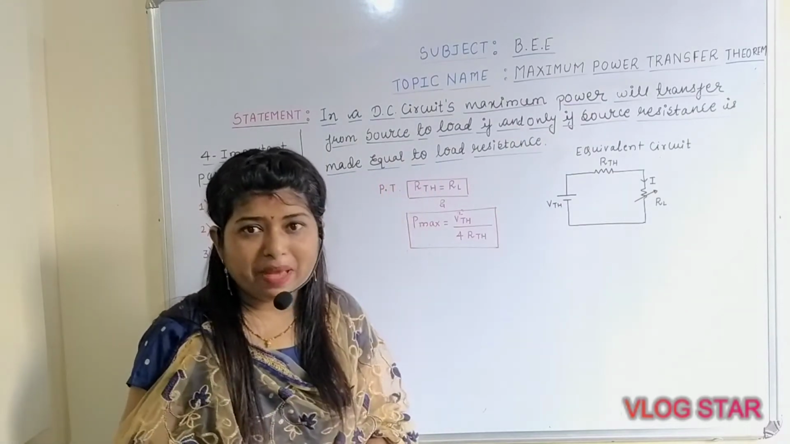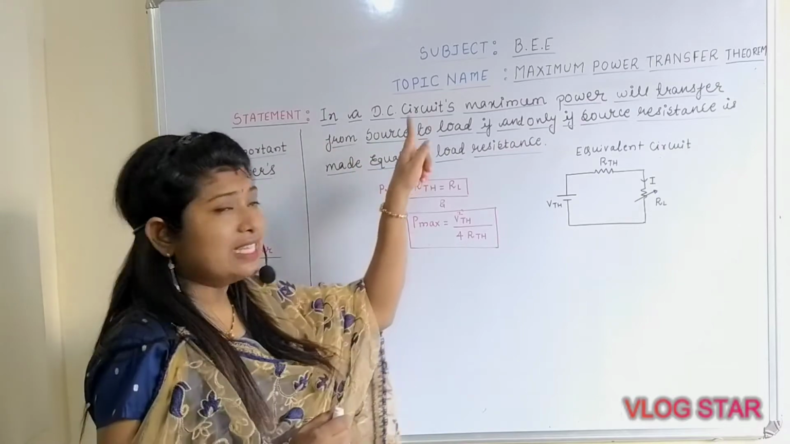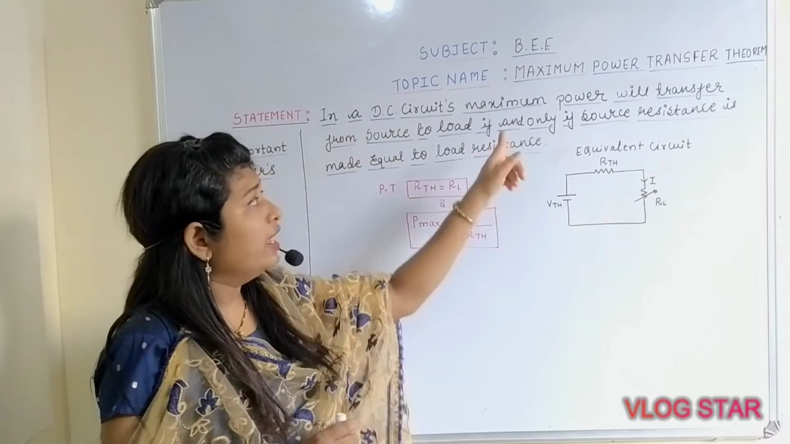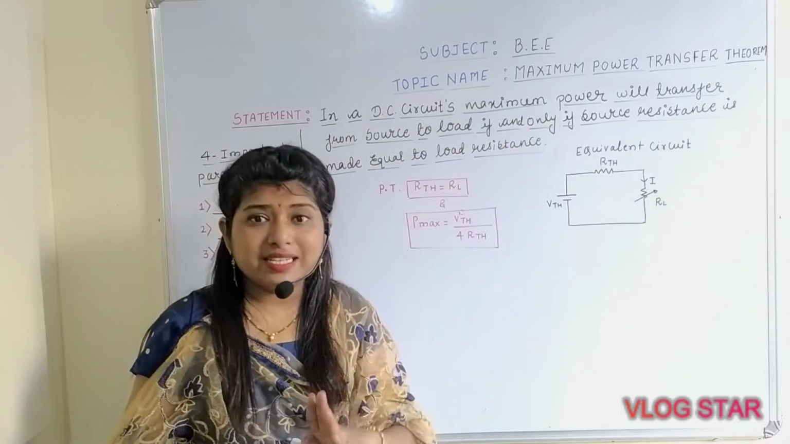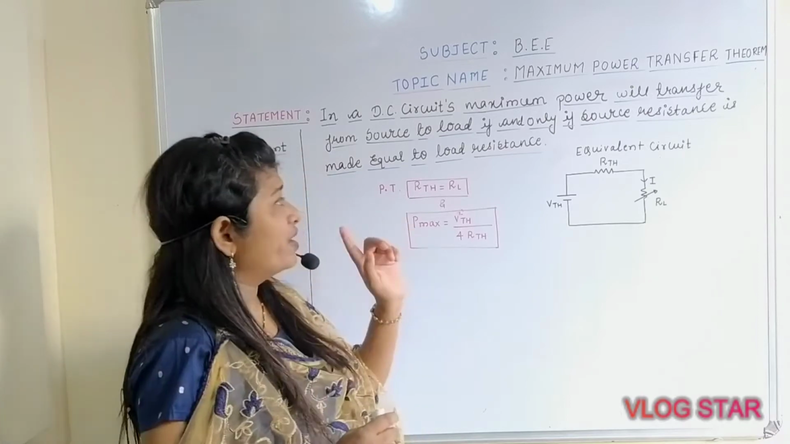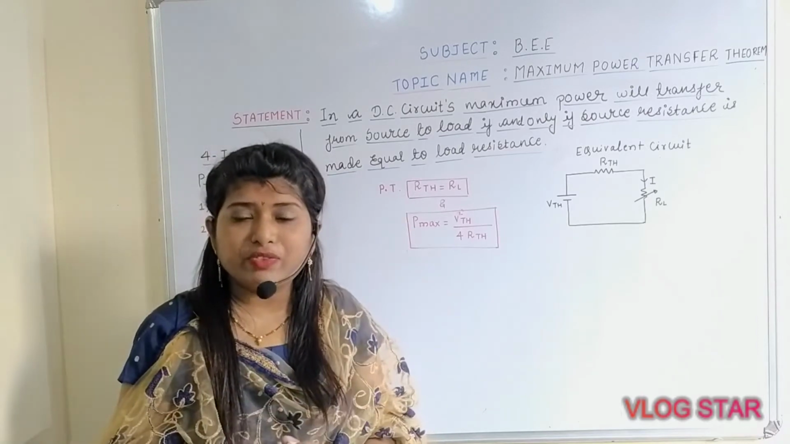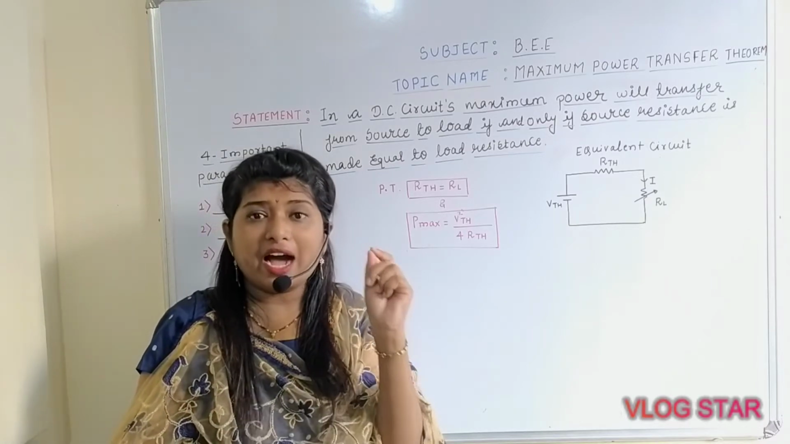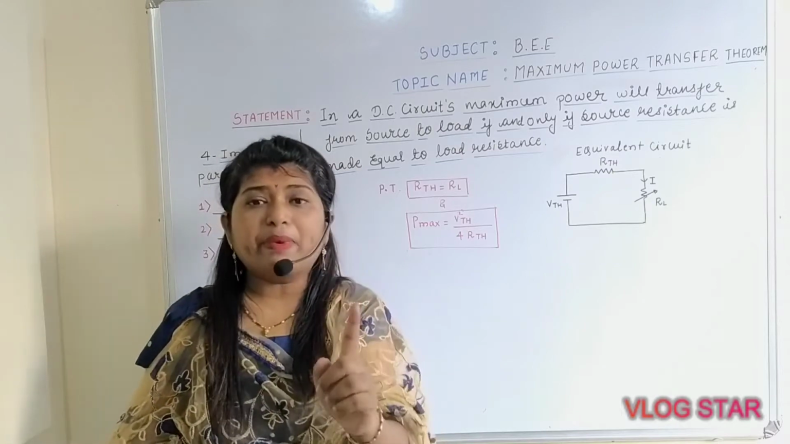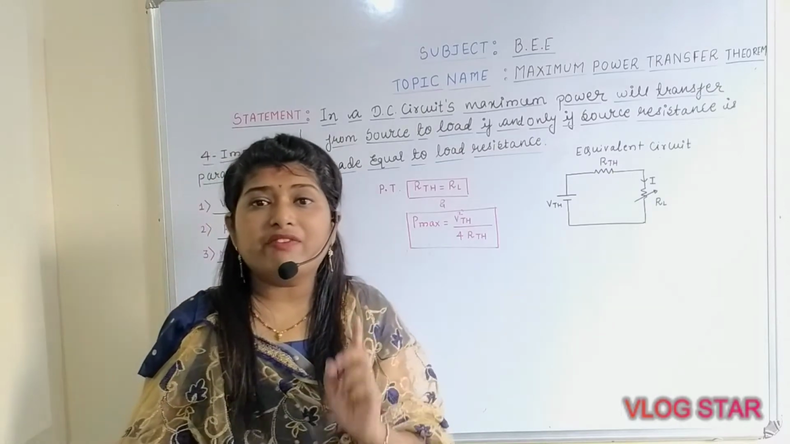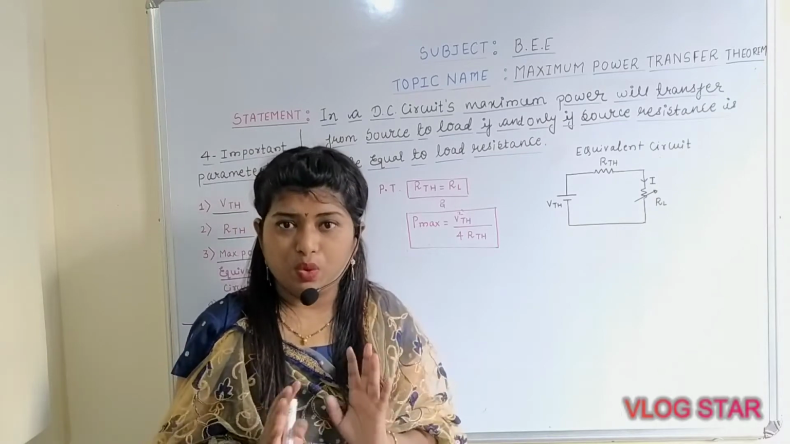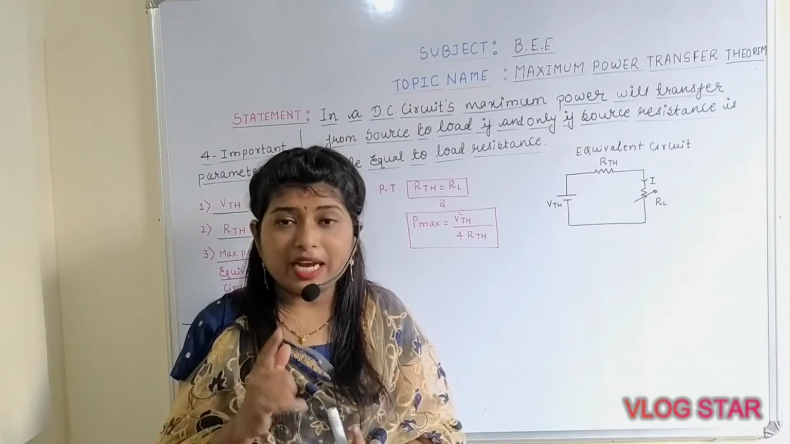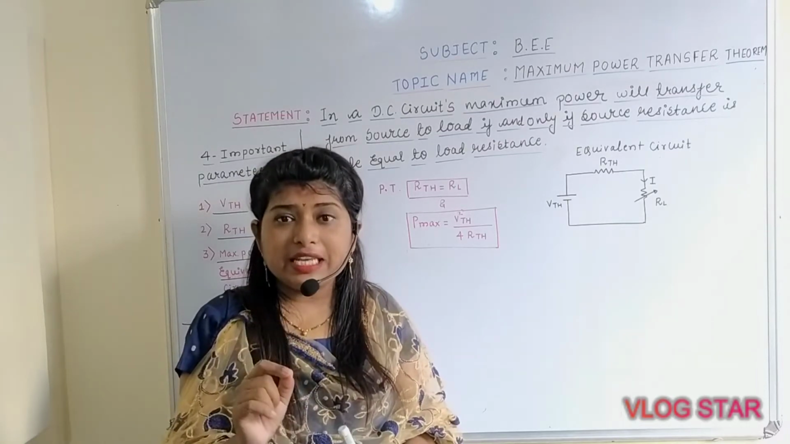What is the statement for the maximum power transfer theorem? In a DC circuit, maximum power will transfer from source to load if and only if source resistance is made equal to load resistance. So what you have to remember is the condition for maximum power: if RTH is equal to RL, at that particular moment the maximum power will transfer from source to load. I hope you have understood the condition for maximum power. What is the condition that you need to remember? RTH is equal to RL.